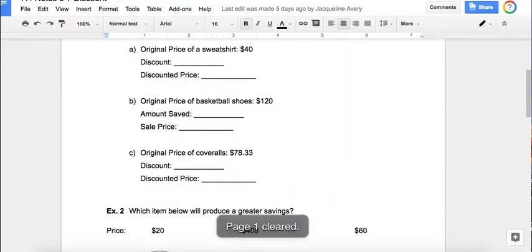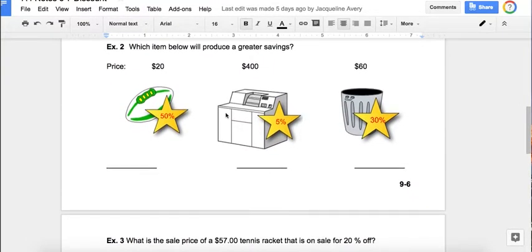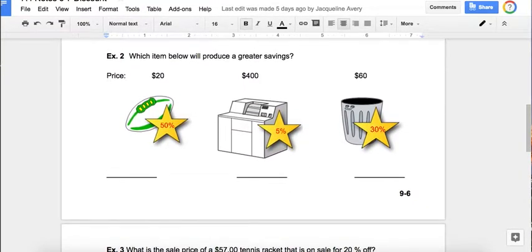All right, let's look at example number 2. Which item below will produce the greater savings? So if I want to know which one's going to produce the greatest savings, I want to know the discount. I don't want to know the total. I just want to know the discount or the amount saved. So write that down.